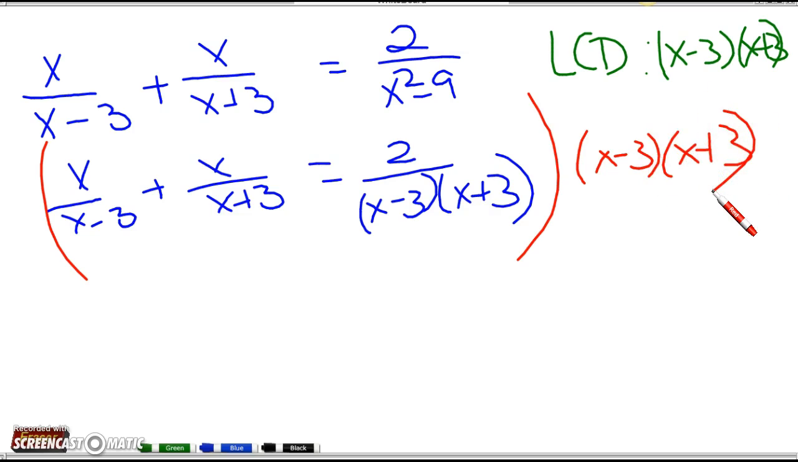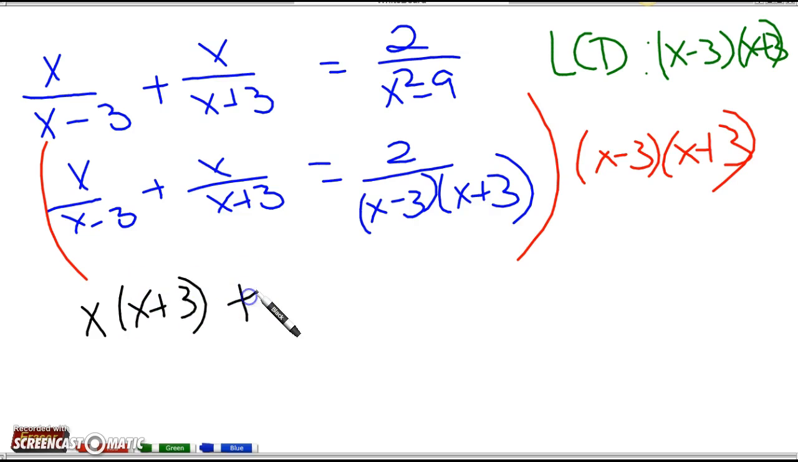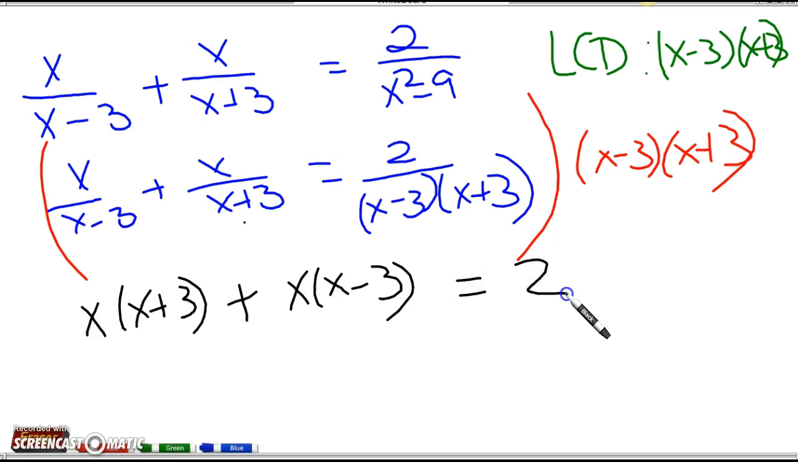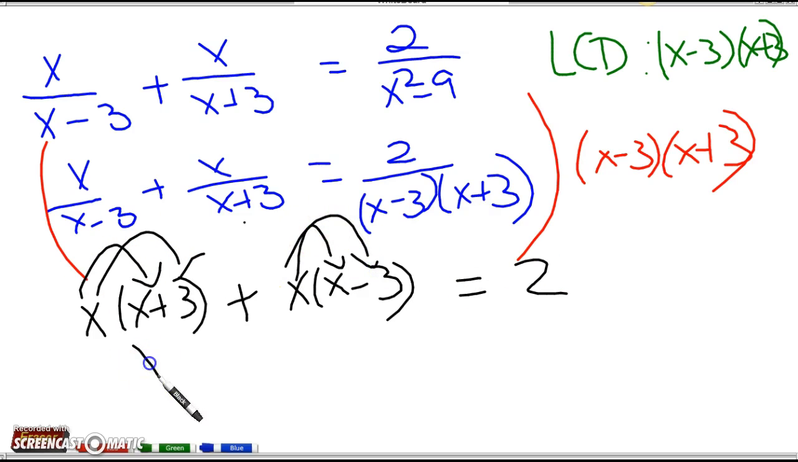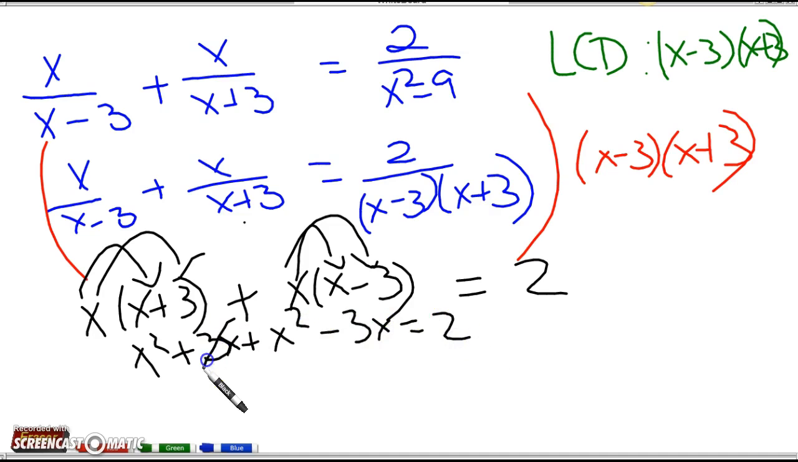When I do that for the first one, my x minus 3's cancel out, and I'm left with just x times x plus 3. When I do it for the second one, my x plus 3's cancel out and I'm left with x times x minus 3. And when I multiply the other side of the equal sign, my x minus 3 and x plus 3 cancel out and I'm just left with 2. So I'm going to multiply everything out, and I get x squared plus 3x plus x squared minus 3x equals 2. Obviously my 3x's cancel out, and I'm left with 2x squared equals 2.